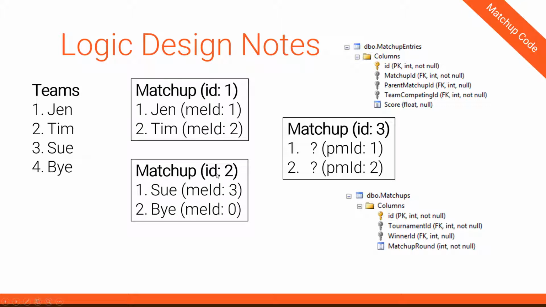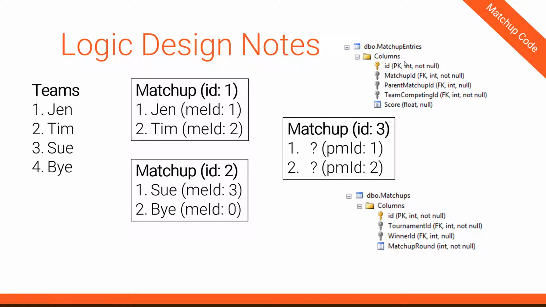So matchup ID number 2, we have Sue. That'd be 3 up here, 0, Sue's team, and a 0 for score. And then bye. So what do we do with bye? Because bye doesn't really have a team ID. Well, what I said was we have a matchup entry of 0.